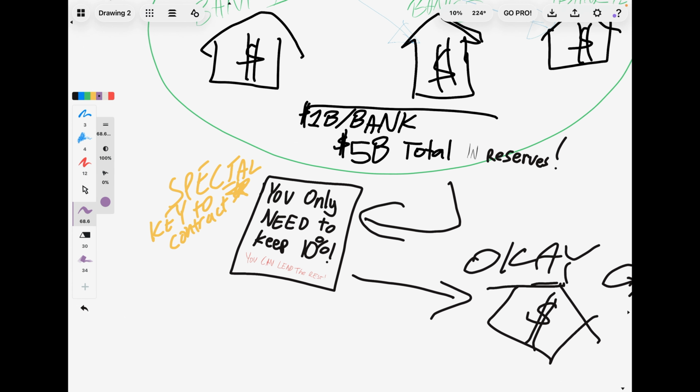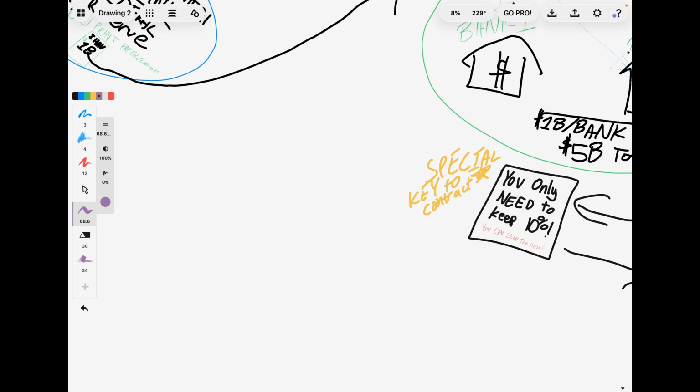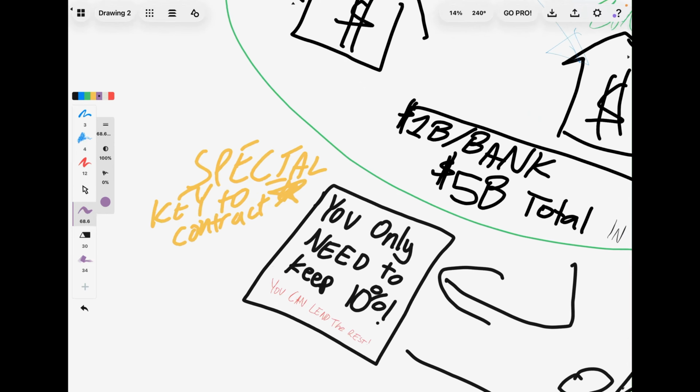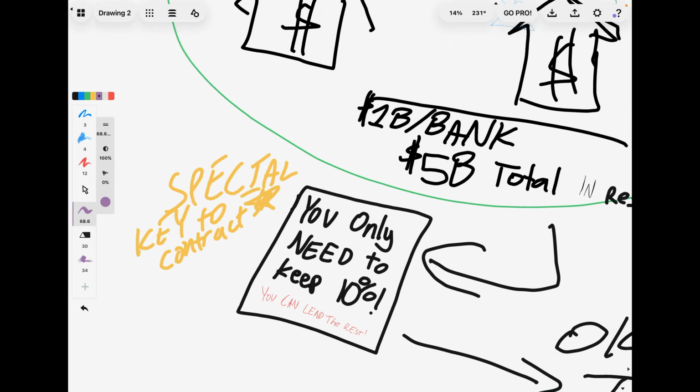Now, there's a special thing inside that contract that said, I have $1 billion. Inside it, there's a special key that says you only need to keep 10%. You can lend the rest. That is an important part. You can lend the rest of that $1 billion that you have. So each bank can spend or lend $900 million. They have $900 million of wiggle room. They just have to keep $100 million of the $1 billion.